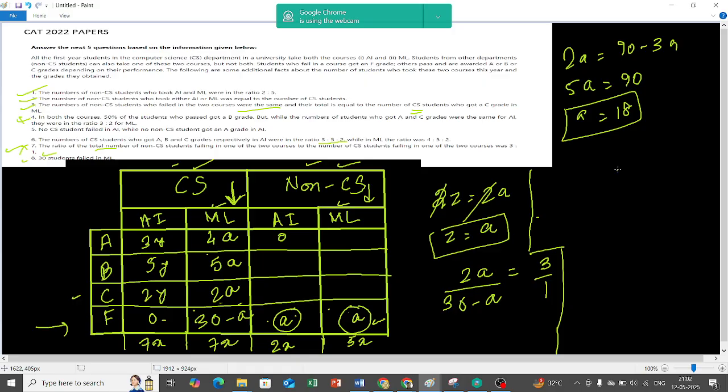So we have got this entire line, right? Now what we are going to do is replace these values with whatever we have got. So 4A is 72, 5A is 90, 2A is 36, and 30 minus 18 is 12.